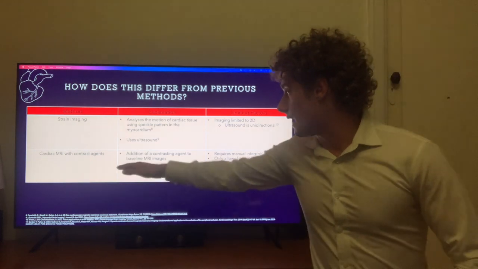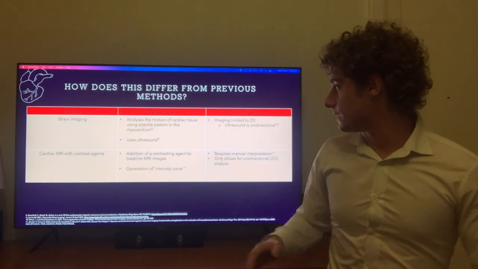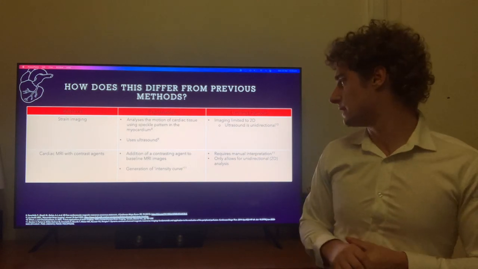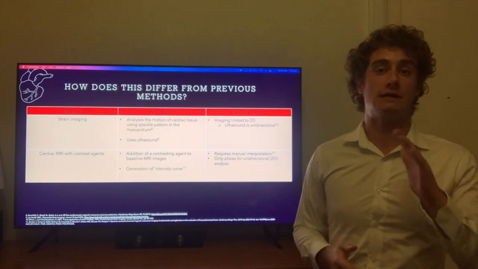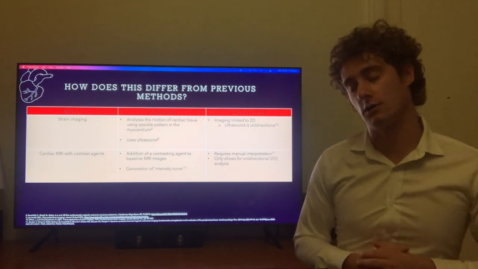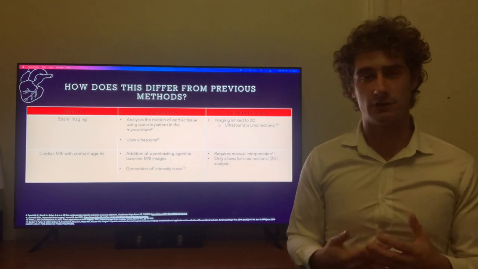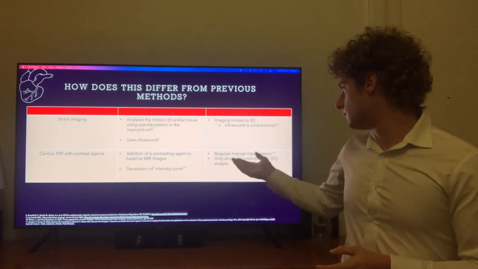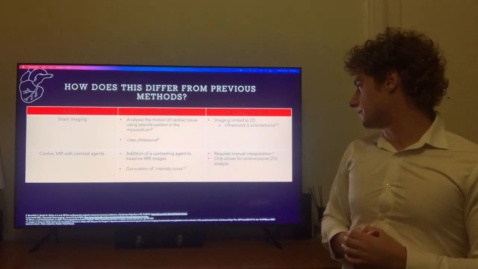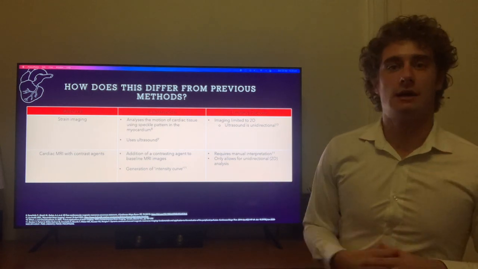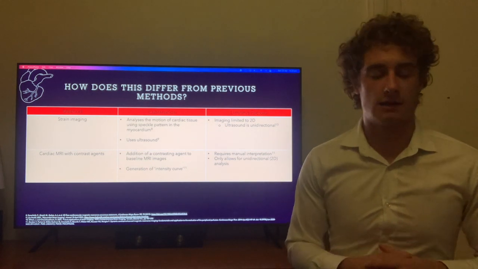Now, if we move on to cardiac MRI with contrast agents, so the addition of a contrast agent to baseline MRI images, we see the generation of something called an intensity curve, which allows for the quantification of things such as perfusion, permeability, and blood flow. And this often requires, once again, manual interpretation. And as I touched on before, the interpretation is only allowed within the 2 dimensions that it provides.